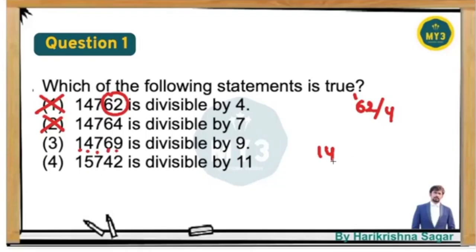So divisibility of 9 we very well know. We can just check the sum of the digits. 1 plus 4 which is 5, 5 plus 7 which is going to be 12, 12 plus 6 which is 18, 18 plus 9 is 27, 2 plus 7 is 9. That means this will definitely be divisible by 9. So this is a correct statement.